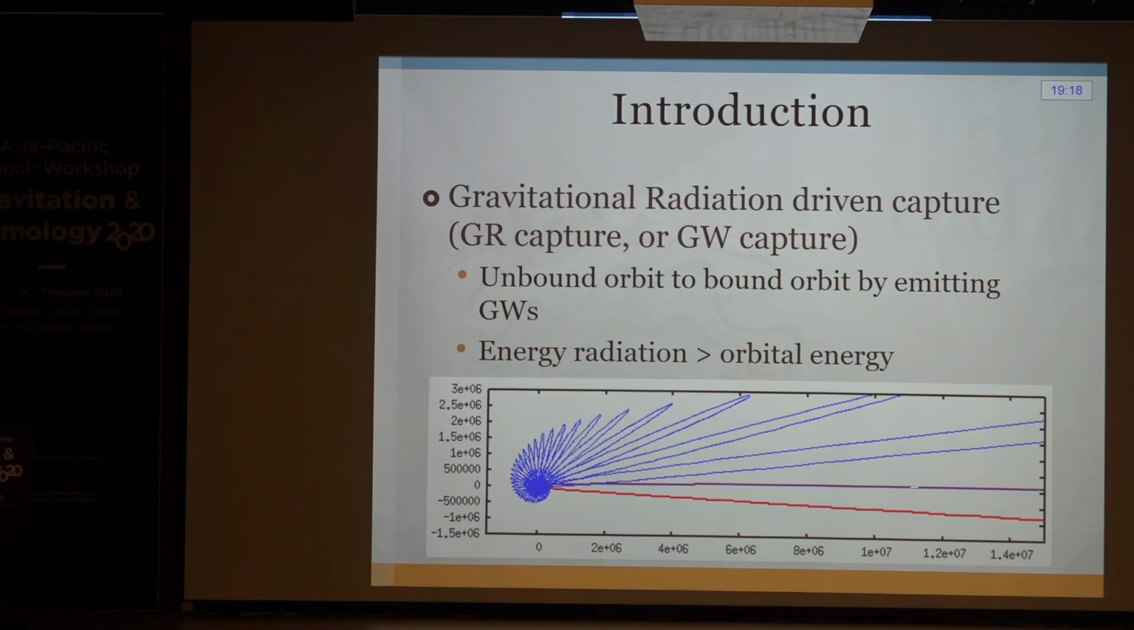And initially, it has a hyperbolic orbit. So in the Newtonian, the other black hole goes out and never returns. But if we consider the gravitational radiation, then it follows like the blue line orbit. Goes out and returns again, goes out, returns again, and it can be captured by each other.